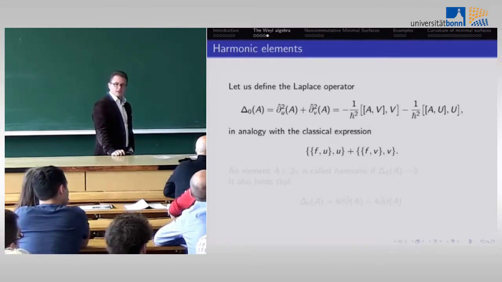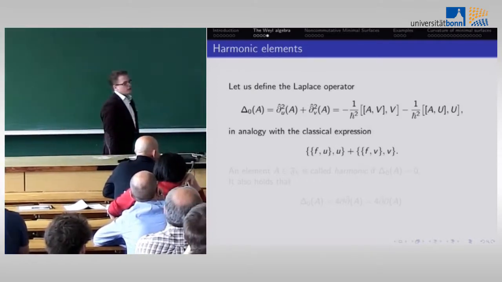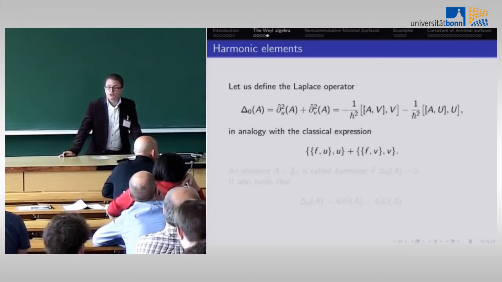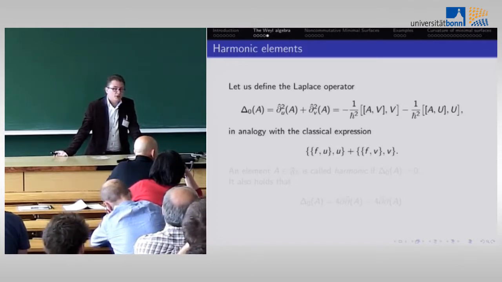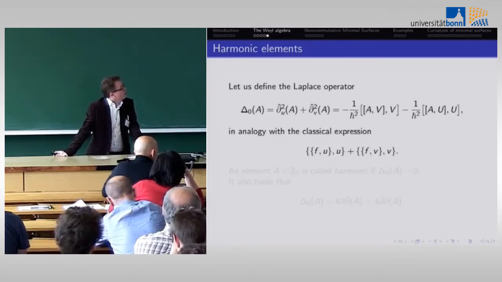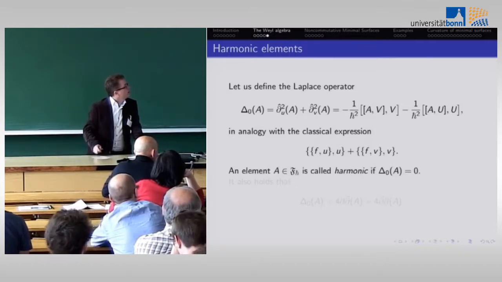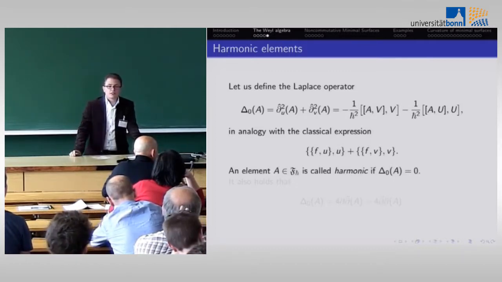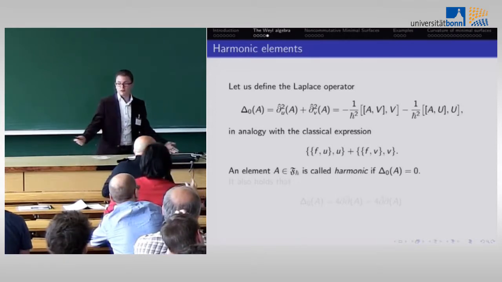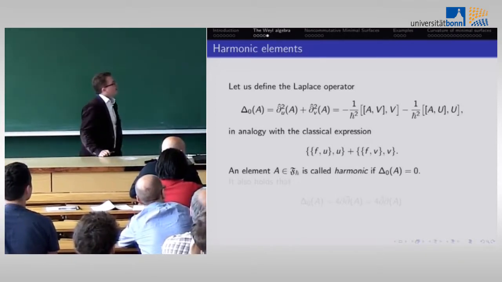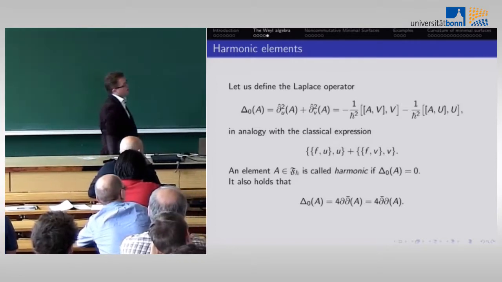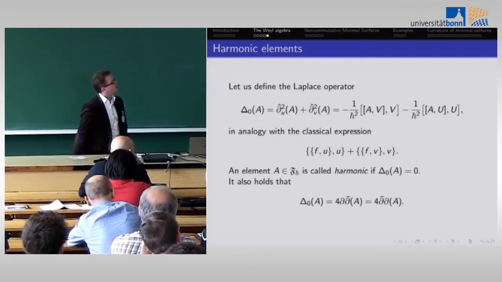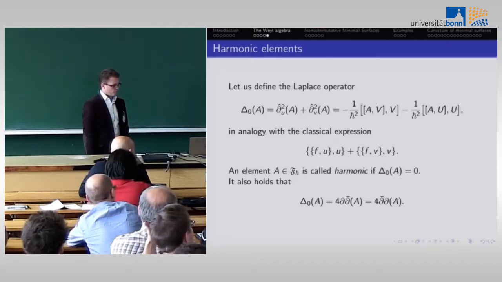Now we define the Laplace operator in analogy with the classical expression. So we just replace Poisson brackets by commutators, or 1 over i h bar times the commutator, and this is what you get. And we simply call things harmonic if they are annihilated by this Laplace operator. And this can, of course, be written in the usual way as d d bar on an element, instead of this sum of du squared and dv squared. Okay.